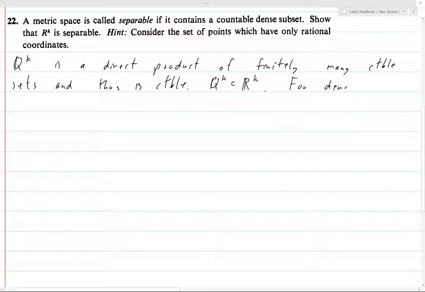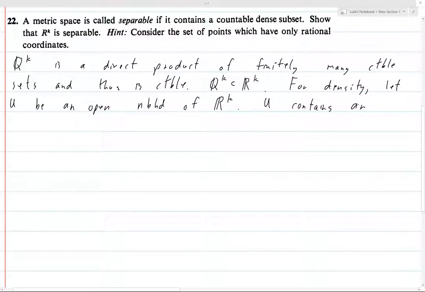So for density, let U be an open neighborhood in R^k. We need to prove that there is some element of Q^k in this open neighborhood U. Alright, U contains, so this could just be an open set or open subset of R^k. U contains an open ball, call it B, so this is going to be a ball with some radius and some center. We don't really care what the radius and center are for this problem, so we don't really need that, but whatever.